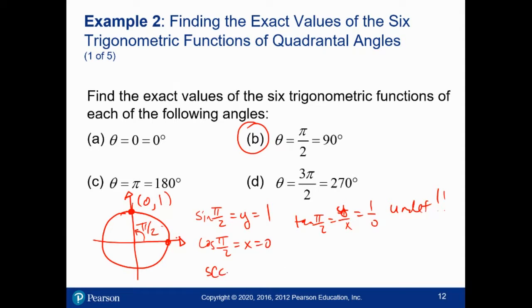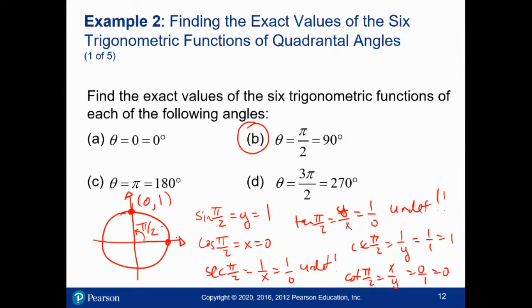The secant of the angle is 1 over x, which is 1 over 0, which is undefined. The cosecant of the angle is 1 over y, and that's just 1 over 1, that's 1. And the cotangent of the angle is x over y, which is 0 over 1, which is 0. So the sine of pi over 2 is 1, the cosine of pi over 2 is 0, the tangent and the secant of pi over 2 are both undefined. The cosecant of pi over 2 is 1, and the cotangent of pi over 2 is 0.